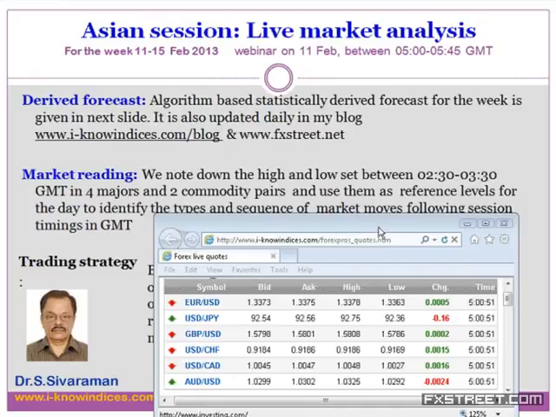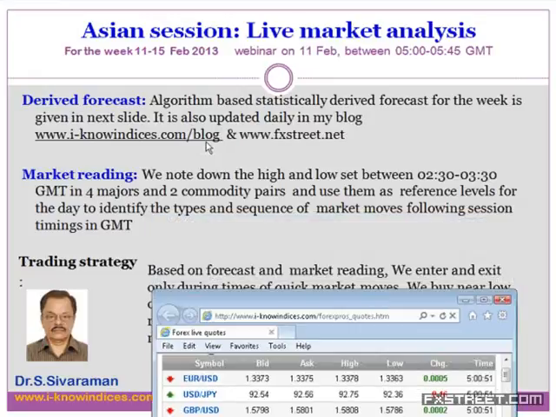Now there are three components involved with regard to the market analysis. One is the derived forecast, which gives my algorithm-based, statistically derived forecast, a certain amount of market prediction, and I try to use it as a guiding factor. Subsequently I use the market reading technique, which I have explained many times. Still I'll explain it once I finish the expected market moves for this particular week.